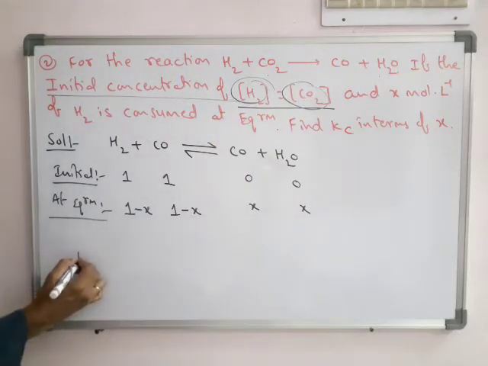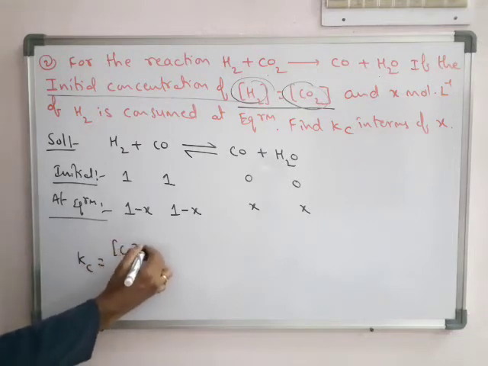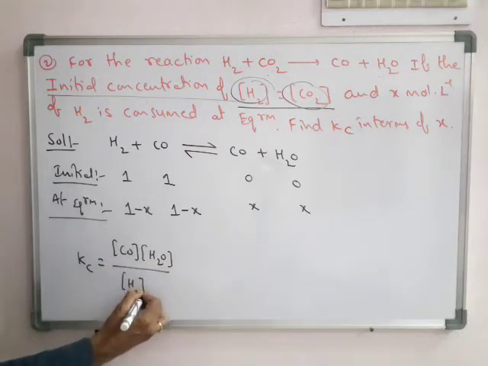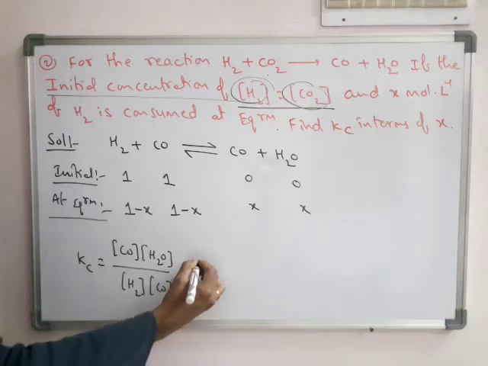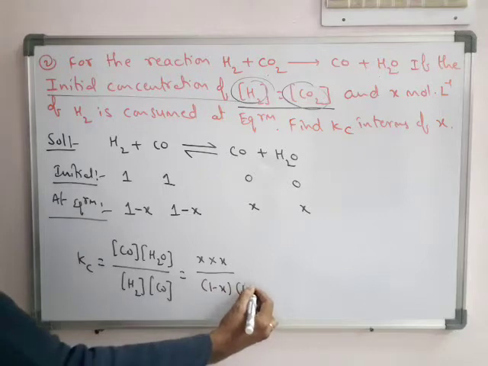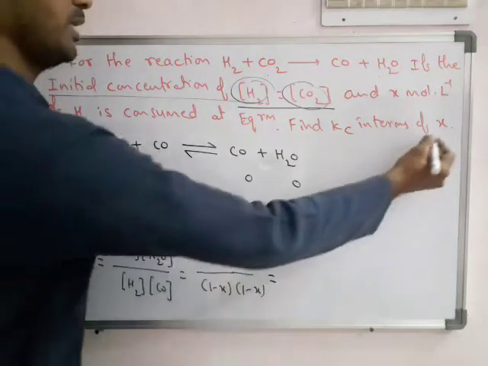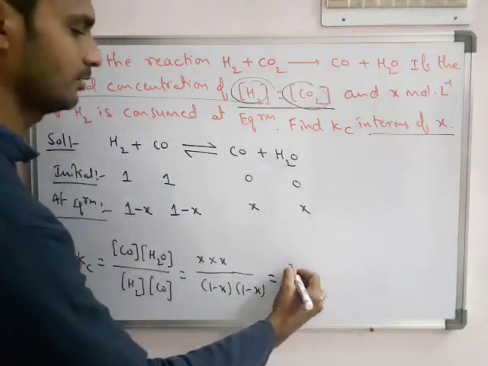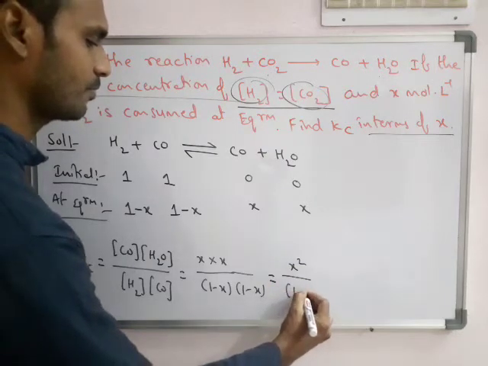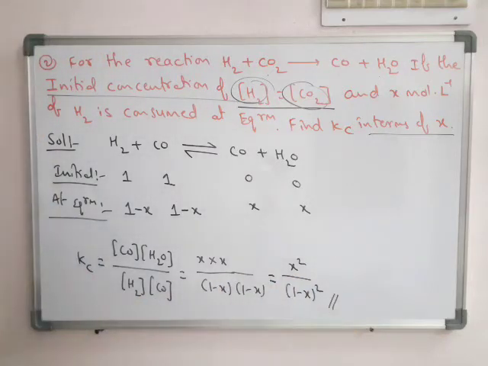So now write the Kc. It is a normal problem, just taking the concentrations. No numerical value is asked, we only have to calculate in terms of x. Therefore Kc equals x squared by (1 minus x) squared. So this is the Kc value in terms of x.